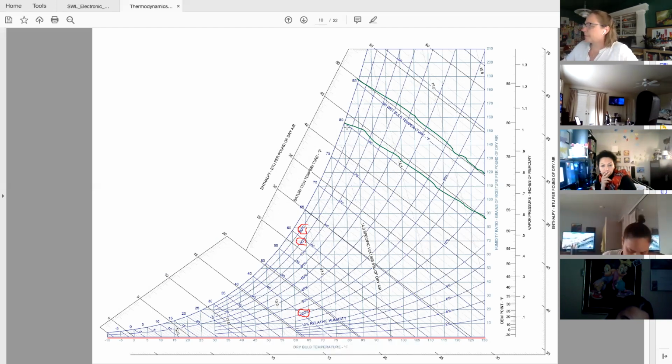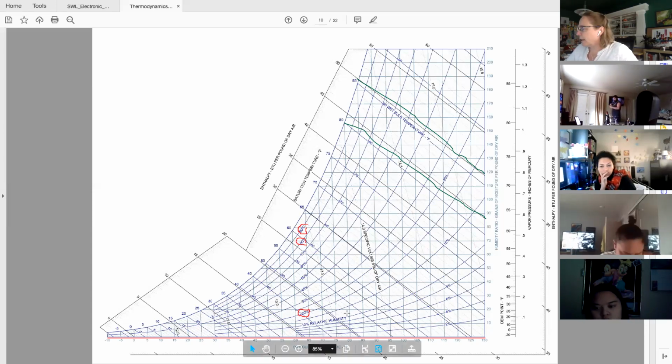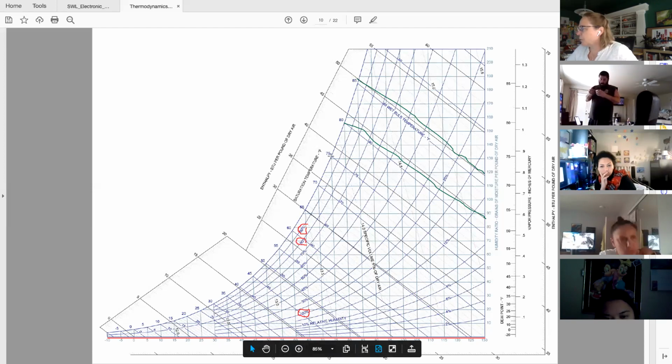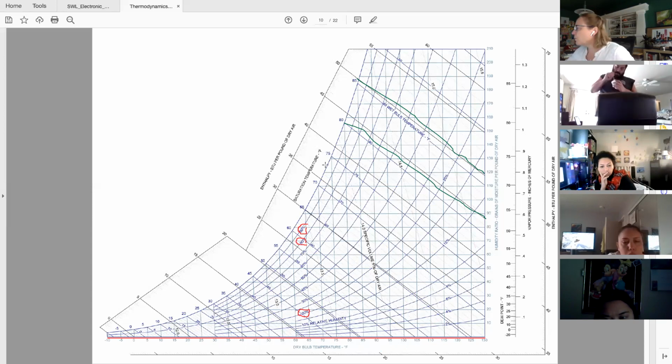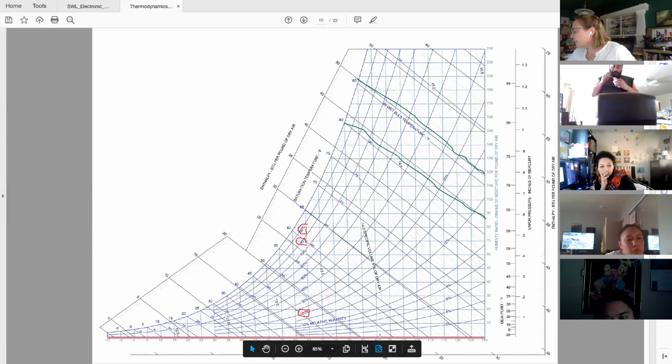And now, this is key. So at 100% relative humidity, the dry bulb temperature will be equal to the wet bulb temperature. That is the only time. That is when no more moisture can be added to the air.